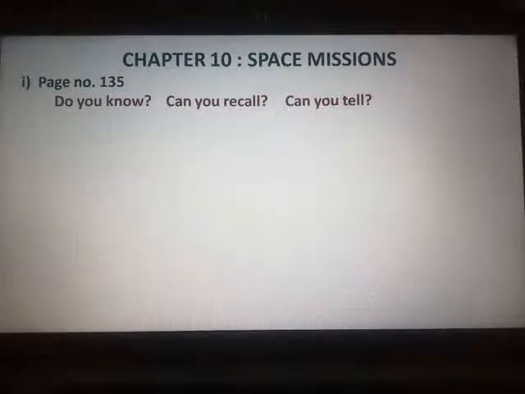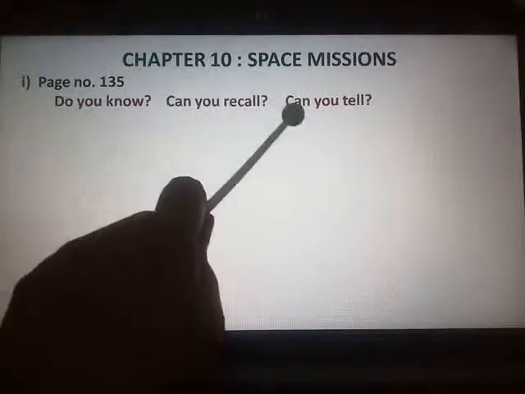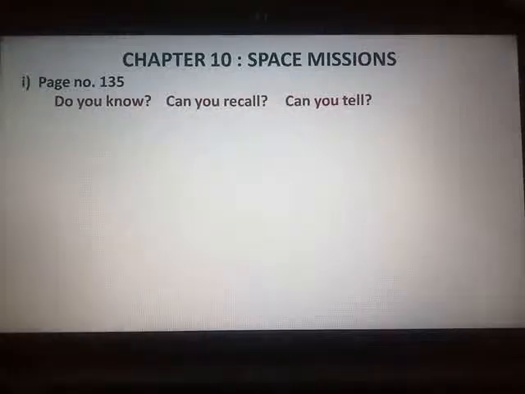On this page, on the top you have one activity, Can you recall, that you have to study, which contains 4 questions. What is the difference between space and sky? What are the different objects in the solar system? All 4 questions you have to study. But on the same page, towards the bottom, which starts from the pink colored block, Do you know? Below that, Can you recall and Can you tell? All these 3 you have to remove.